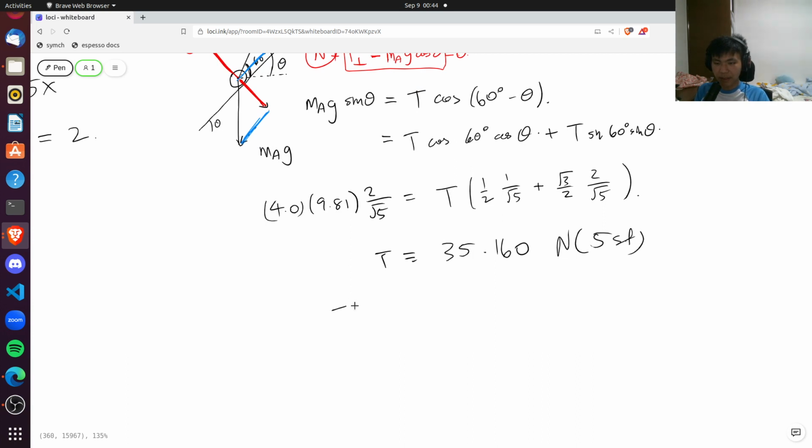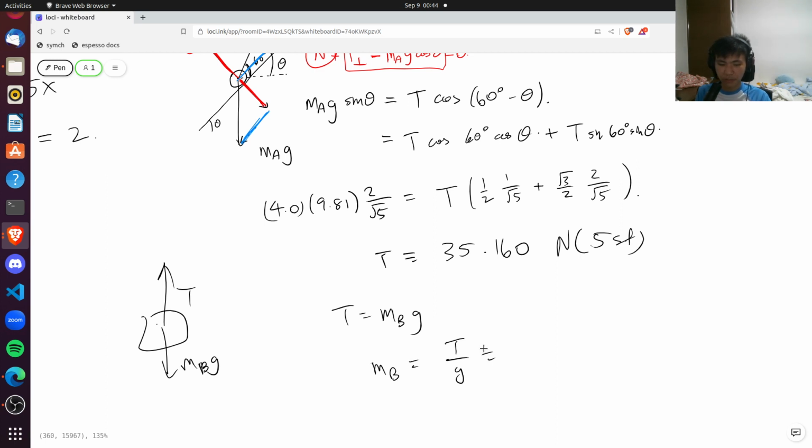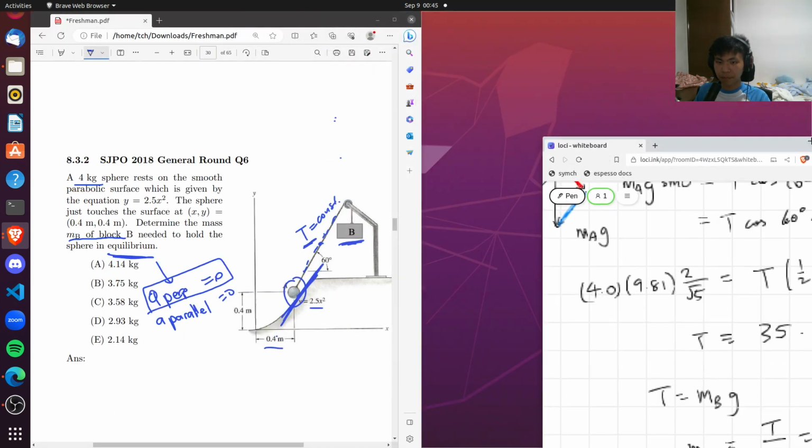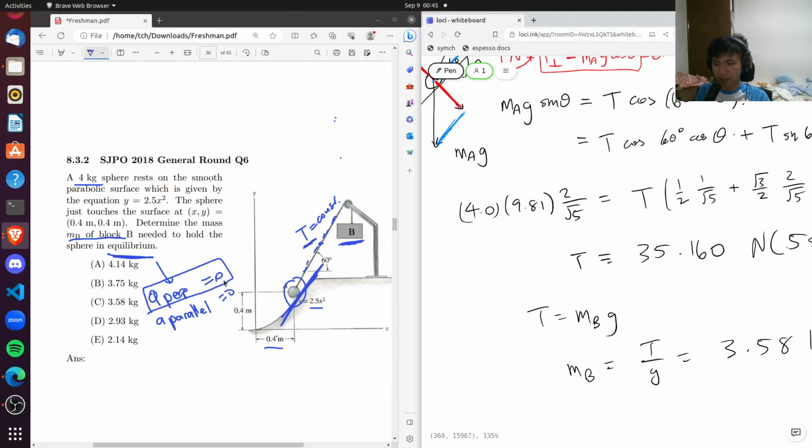And just now we said that T is equal to m_B g. Remember, we considered the free body diagram on G: there's m_B g and T. So if we substitute that in, we get that m_B, the mass of B, is just T over g, which equals what we got divided by 9.81. And we get 3.58, that's 3 SF, and of course the units is kg. And so the answer is C. Okay, so that's how we do this question.